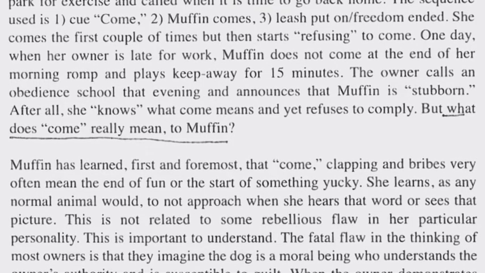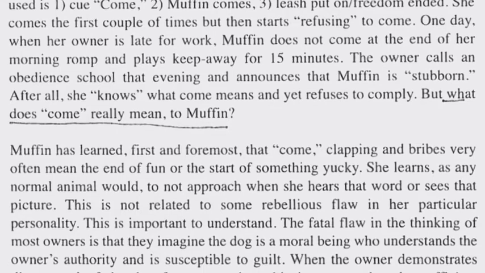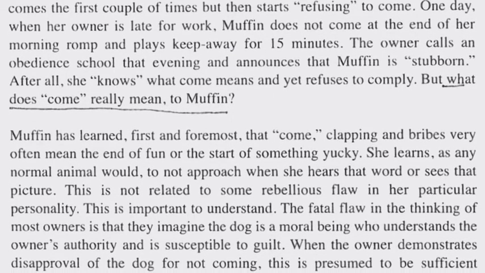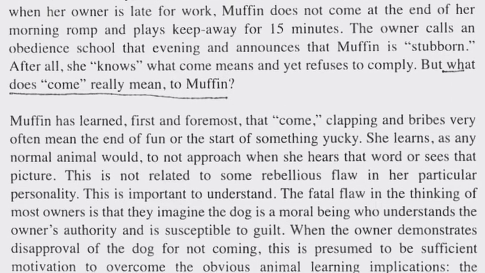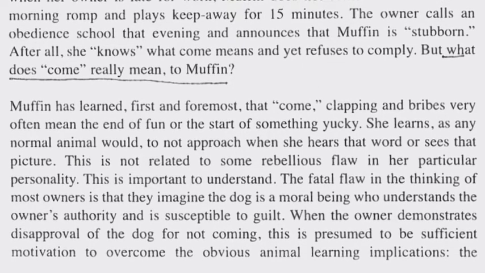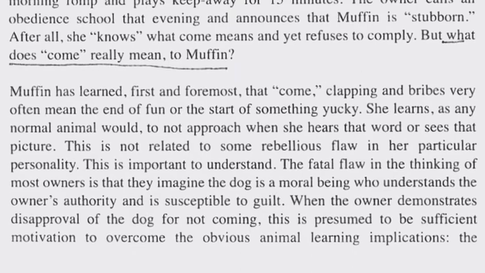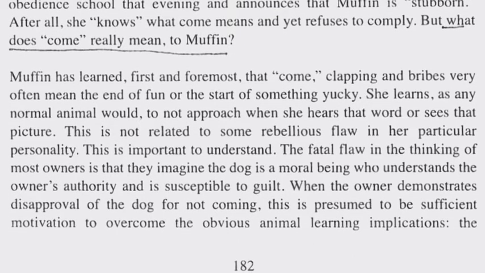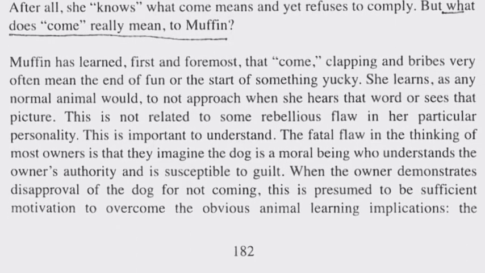She learns, as any normal animal would, to not approach when she hears that word or sees that picture. This is not related to some rebellious flaw in her particular personality. This is important to understand. The fatal flaw in the thinking of most owners is that they imagine that the dog is a moral being who understands the owner's authority and is susceptible to guilt. When the owner demonstrates disapproval of the dog for not coming, this is presumed to be sufficient motivation to overcome the obvious animal learning implications.